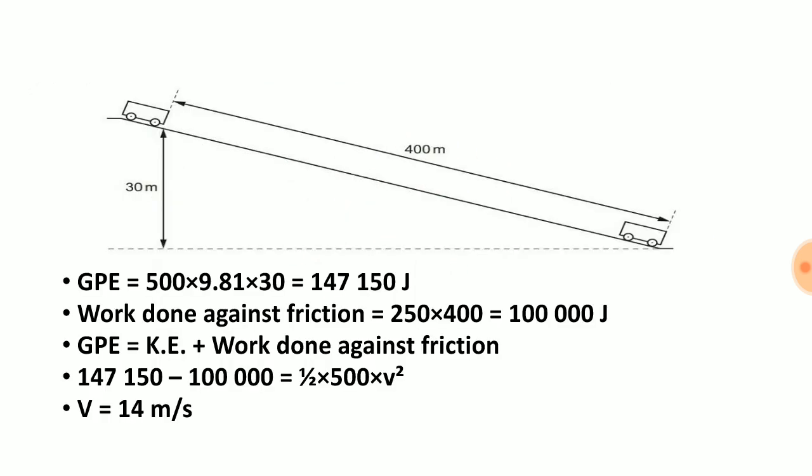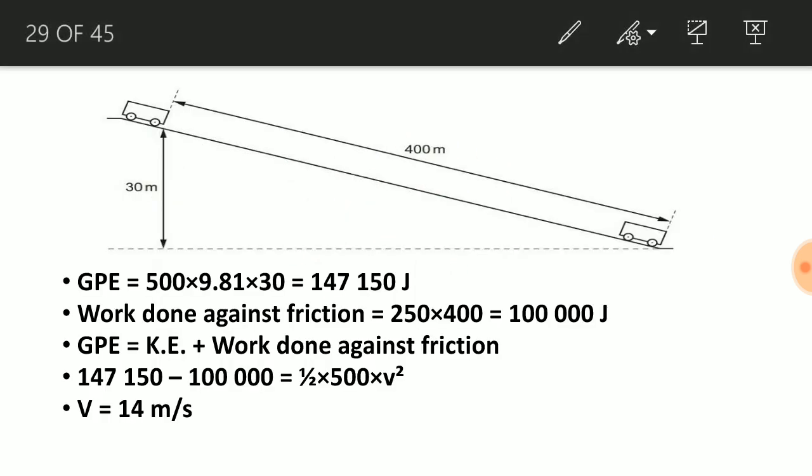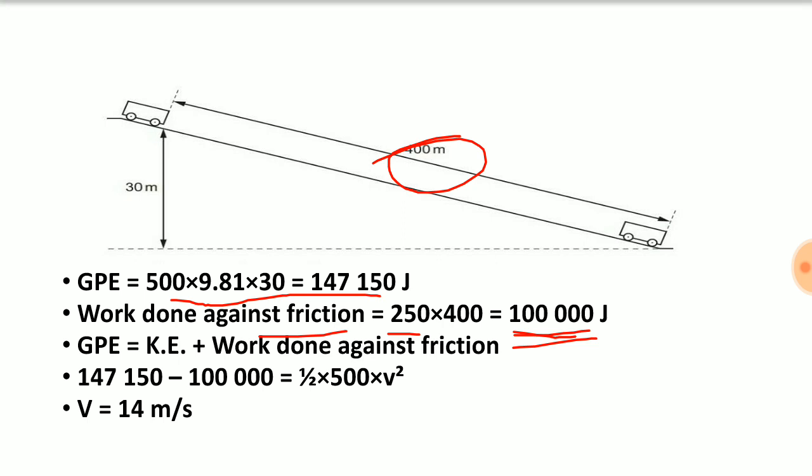Now let us see this. The gravitational potential energy here is this, mgh, and work done against friction. The frictional force is 250 and the distance is 400. So total work done against friction is this. Now we know that gravitational potential energy is equal to kinetic energy plus work done against friction. So work done against friction is this, gravitational potential energy is this.